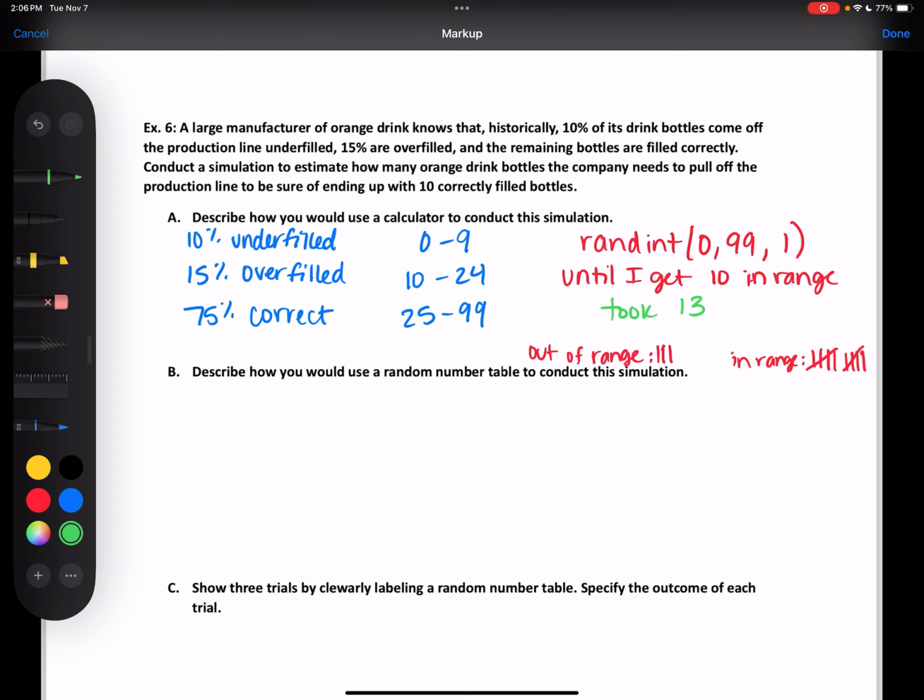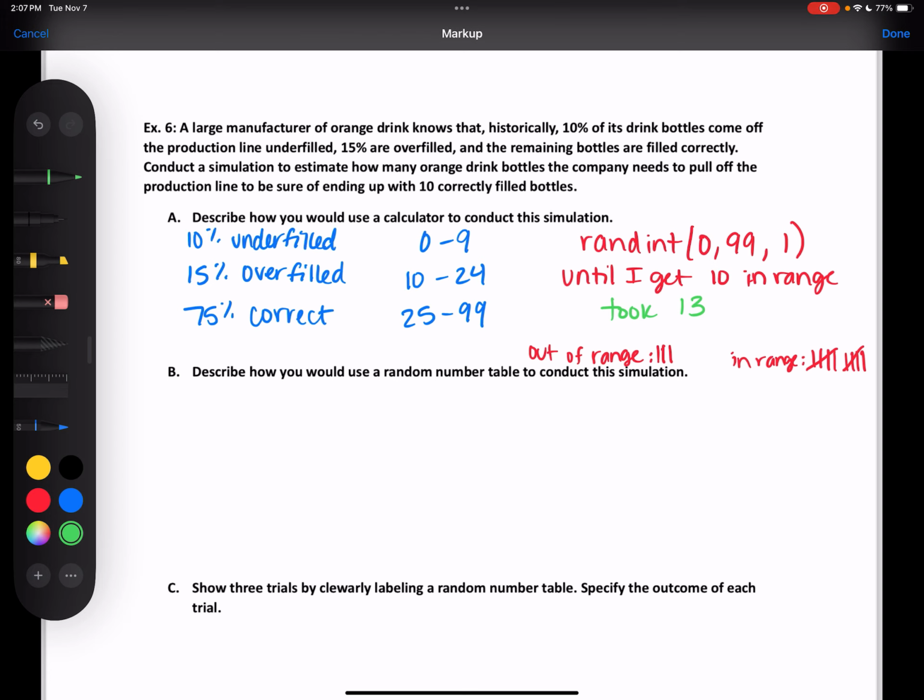Now, that's one trial. We needed 10 correctly filled bottles for one trial. So, between all of us, we ran 5 trials, basically. But you would have to run that at least 2 more times, if you were doing it by yourself. Obviously, realistically, we want 20, but that can take a little bit to do. So that's if we were to do it on the calculator.